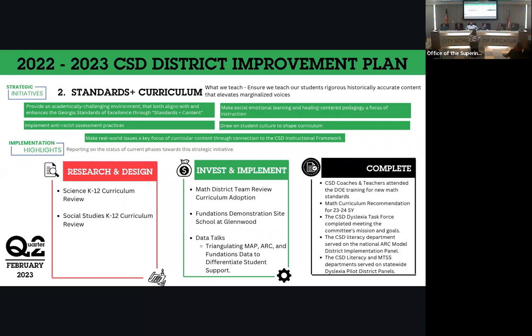The math team determined that spending money on textbooks or curriculum that didn't meet the needs of CSD would not be a good steward of money, and we would rather spend the money on professional development for teachers implementing the state math standards. Therefore, the math team voted to recommend that CSD use the state resources for the 23-24 school year. The math team will continue to map out the plan for the staff development and additional resources in the spring.